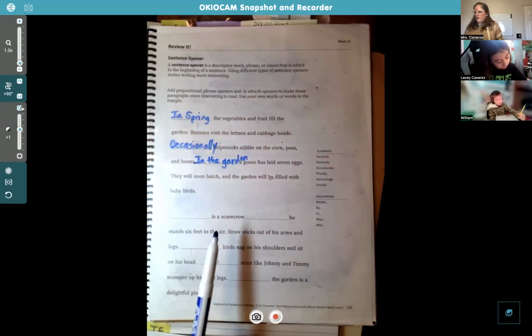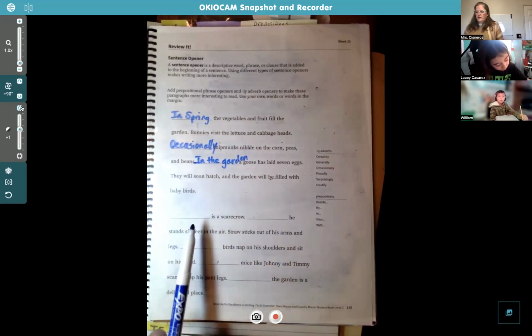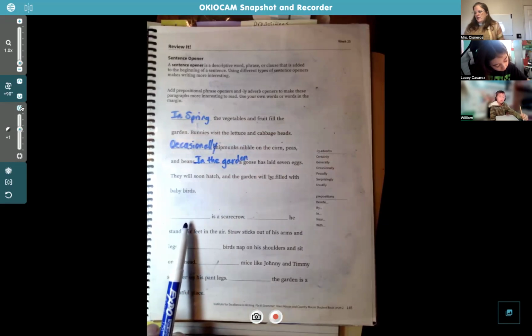This one is for you. It goes on to say they will soon hatch and the garden will be filled with baby birds. That's exciting. And then this one's for William.